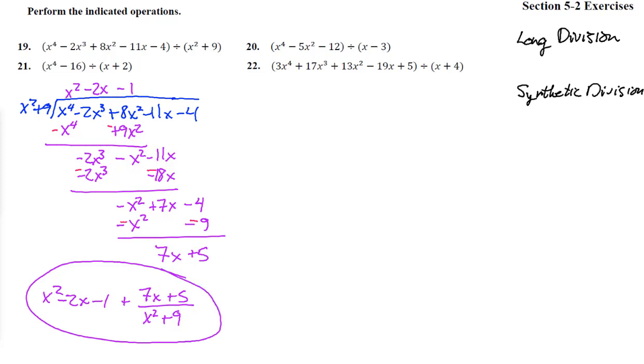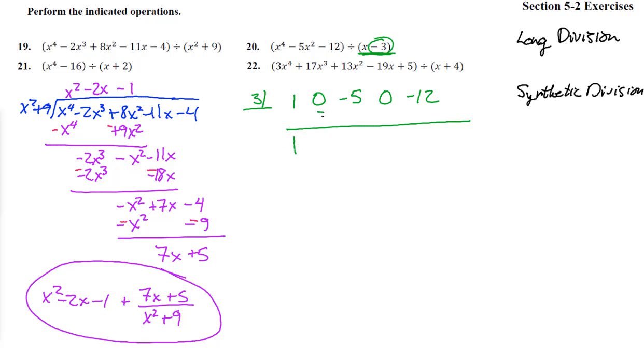All right, number 20. We could use synthetic division because this guy right here is a linear factor. Use the opposite of that, so we use a positive 3 in our box. And the coefficients, starting at x fourth, we get 1. x cubed is 0. Then we have a negative 5. Then we have 0. Then we have a negative 12. All right. Bring that down.